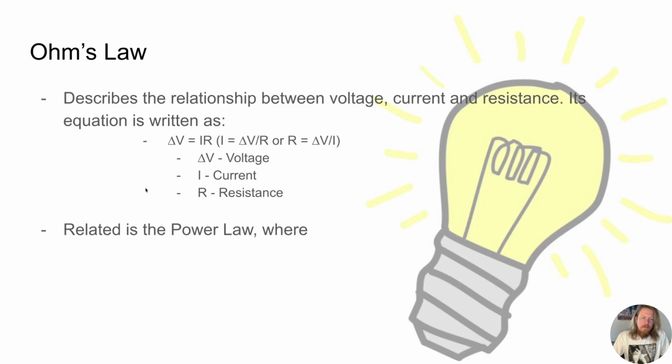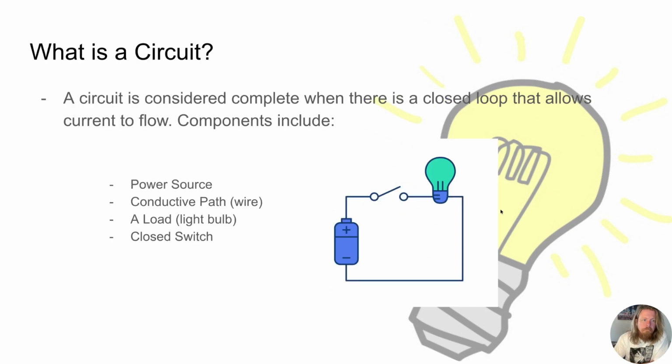And along with this, we are using the power law, which is P equals I times voltage. And again, that can be reorganized to power equals I squared times resistance, or power equals voltage squared divided by resistance. We'll be using these equations throughout our project here.